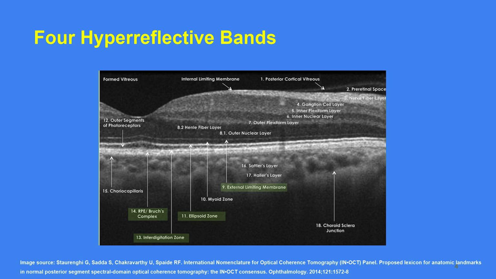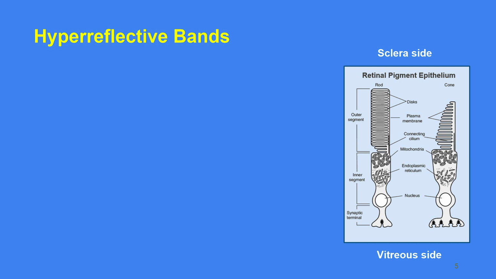External limiting membrane or ELM and ellipsoid zone or EZ are the first two. Between them is a hyporeflective zone called myoid zone or MZ. Thereafter a broad hyperreflective band is seen. The inner margin of this broad band is called interdigitation zone or IZ, which is followed by retinal pigment epithelium complex. Now, let us extrapolate these OCT bands onto the structure of photoreceptors and retinal pigment epithelium.